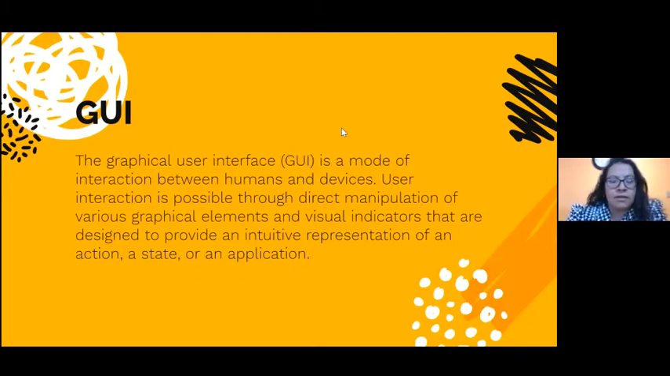Another topic is the graphical user interface, which is the mode of interaction between humans and devices. User interaction is possible through the direct manipulation of the various graphical elements and the visual indicators that are designed to provide an intuitive representation of an action, a state, or an application.